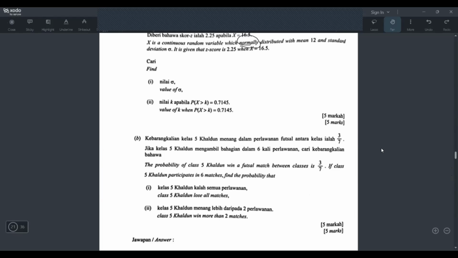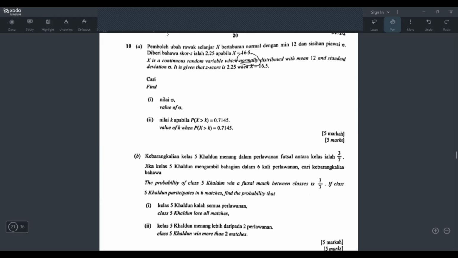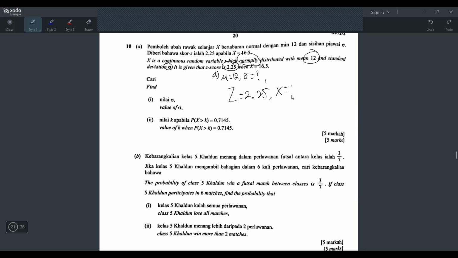Okay, let's read the question first. Normally distributed with a mean 12 and a standard deviation tak bagi. Okay, so let's write the booking here. Soalan A, mean equals 12. This is the symbol for mean. Standard deviation tak tahu, so I'll just put a question mark. It is given that the Z score is 2.25. It means the Z value is 2.25, and then X is 16.5.